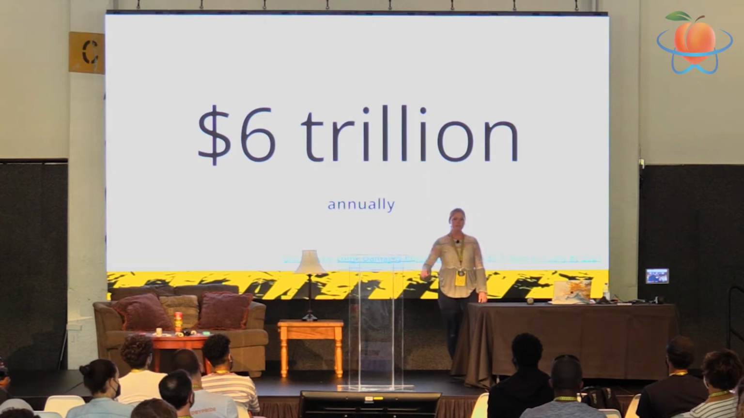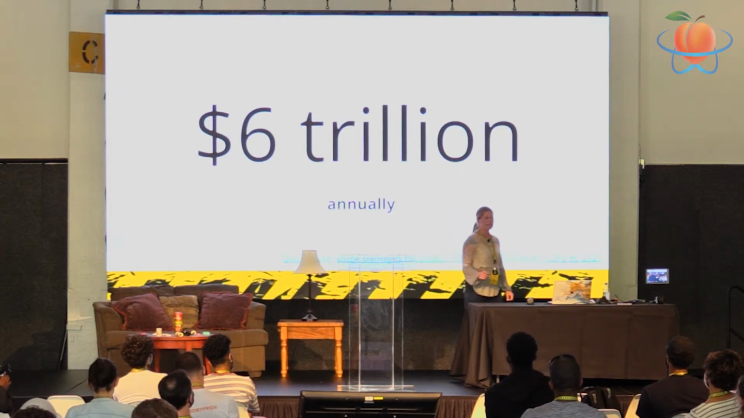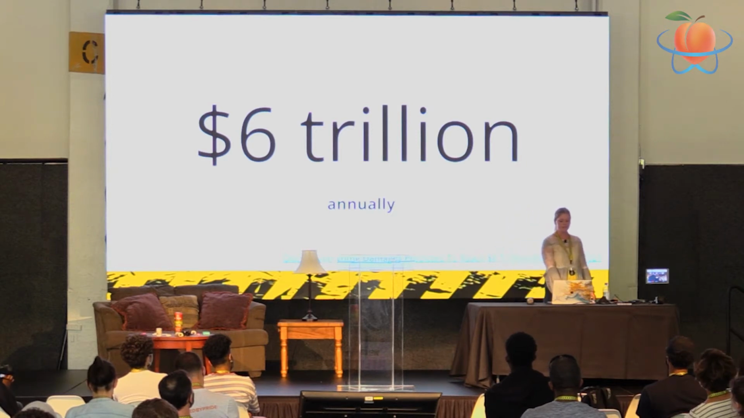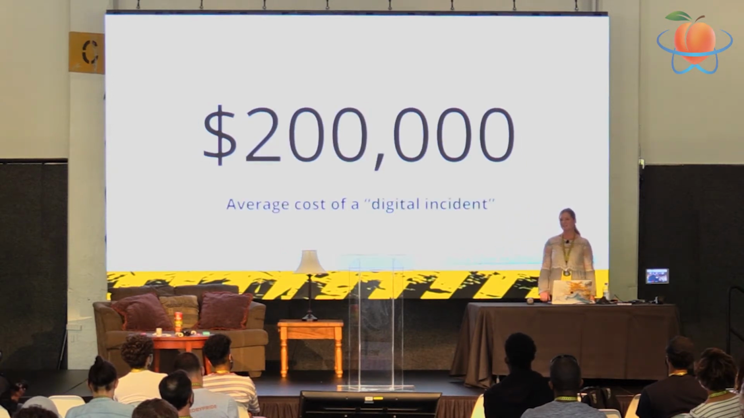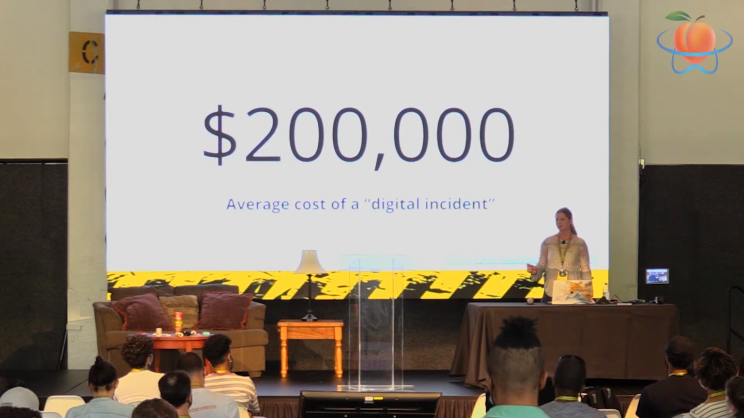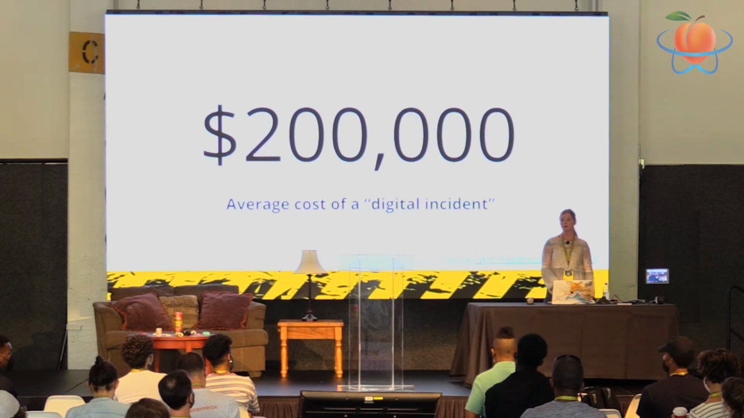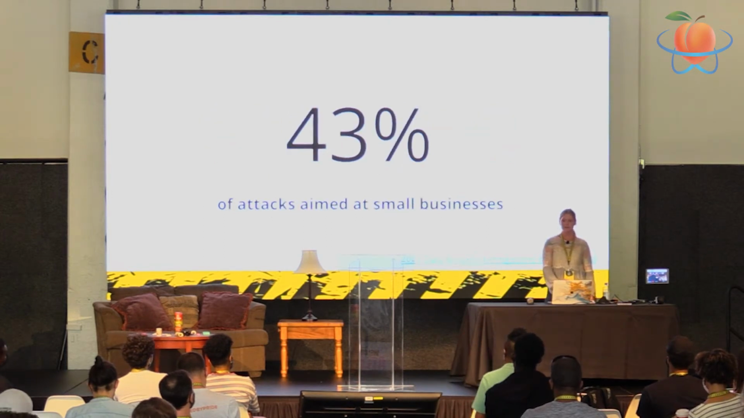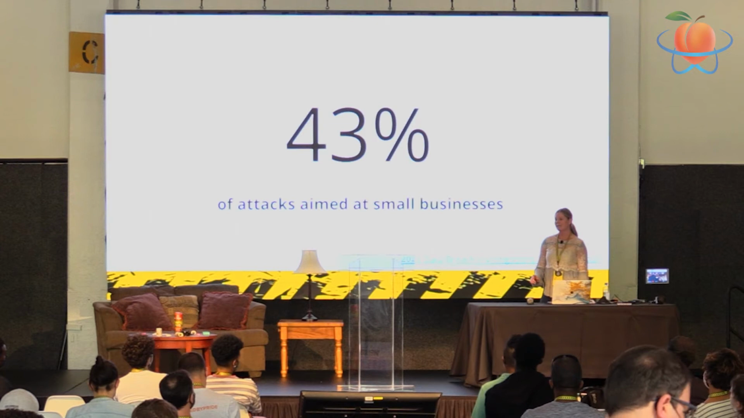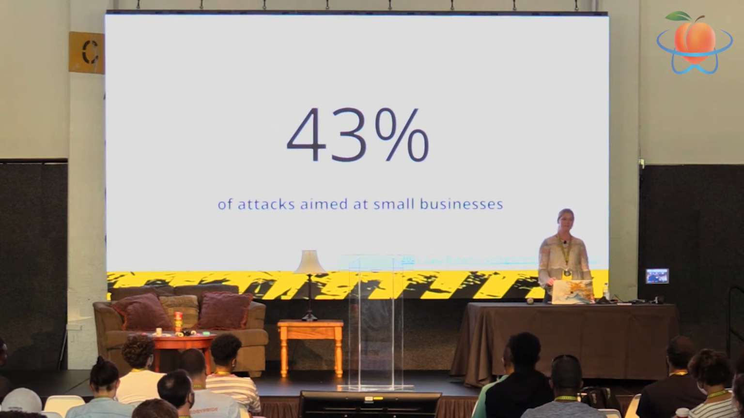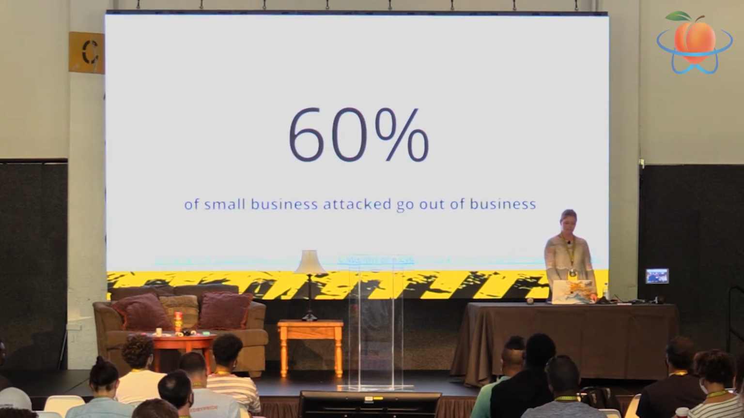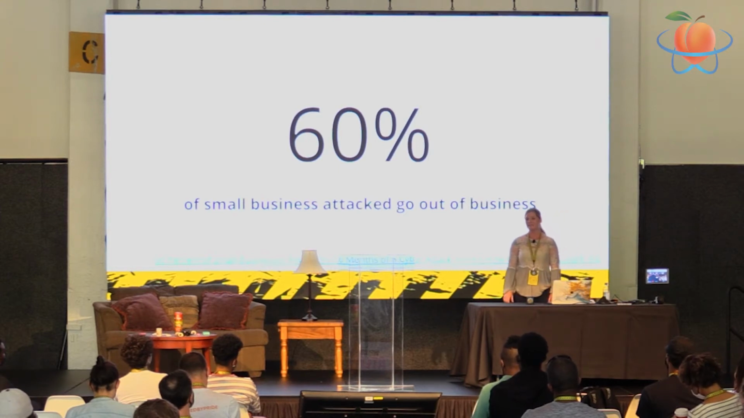By the end of the year, the total cost of cybercrime damages is projected to reach $6 trillion annually. If you break that number down, each individual attack costs an average of $200,000. That's a lot of money, especially if you're a small business. And 43% of attacks are aimed at small businesses. Of these small businesses attacked, 60% go out of business within 6 months of the incident.